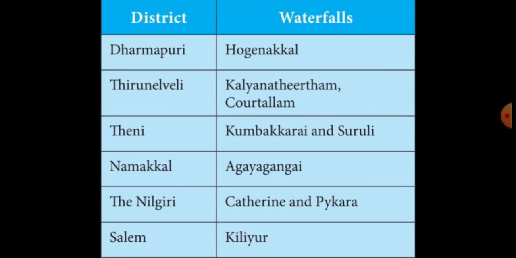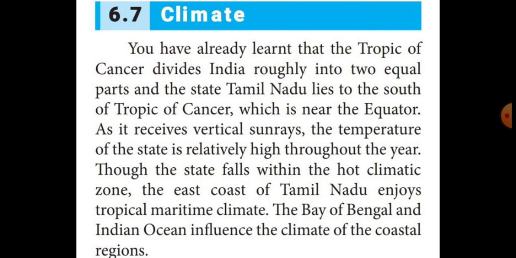Then students, next we learn the topic climate. Tamil Nadu lies south of the Tropic of Cancer, near the equator. Because of that, it receives vertical sun rays, so the temperature is very high throughout the year. The east coast of Tamil Nadu enjoys a tropical climate, and at the same time the west coast enjoys a mountainous climate. The remaining areas enjoy high temperature.